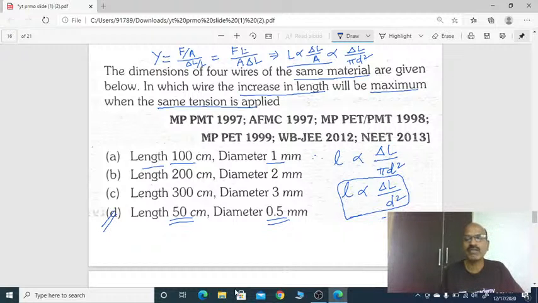L by d square, you substitute the values here. Take the first, L by d square, L is 100, divide by d square, the diameter squared, you will get a value. Second wire, take it, L by d square, L is here 200, d square 4, do that, you will get a value. Similarly third, take L by d square, you will get it. Similarly do that. All these L by d square values, you will get maximum for the fourth option. So the increase in length will be maximum for the fourth option, which is the correct one.